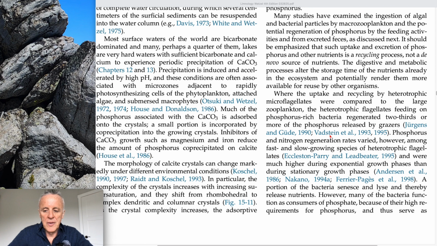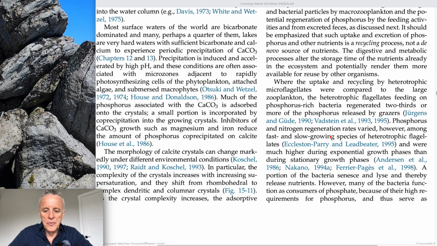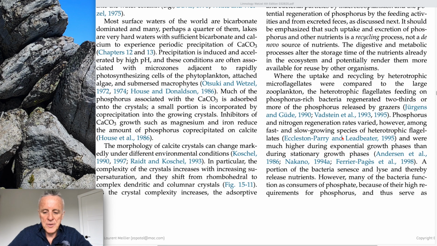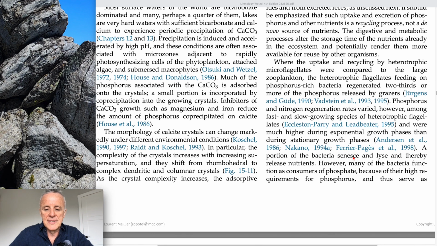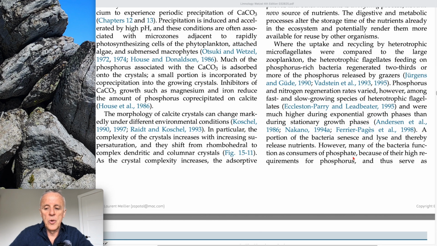When the uptake of and recycling by the heterotrophic microflagellates were compared to the large zooplankton, the heterotrophic flagellates feeding on phosphorus-rich bacteria regenerated two thirds or more of the phosphorus released by grazers. Phosphorus and nitrogen regeneration rates varied, however, among fast and slow-growing species of the heterotrophic flagellates and were much higher during exponential growth phases than during stationary growth phases.